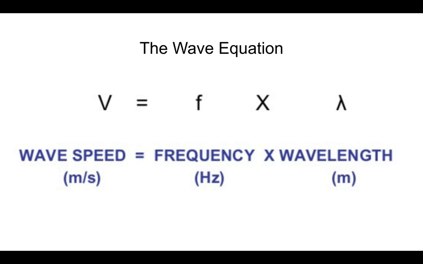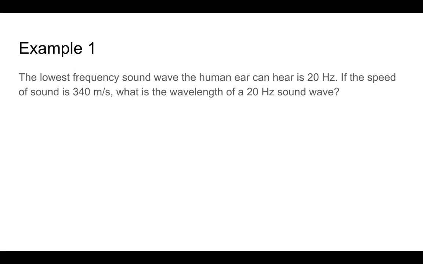So example number 1: the lowest frequency sound wave the human ear can hear is 20 hertz. If the speed of sound is 340 meters per second, what is the wavelength of a 20 hertz sound wave? So let's write down our givens first. We have that the frequency is 20 hertz. The speed of sound, so velocity, is 340 meters per second, and we want to know the wavelength, which remember is denoted by that lambda, the upside down y.